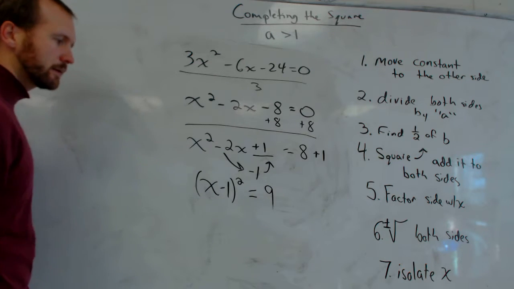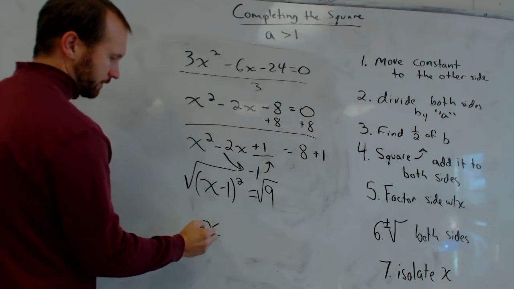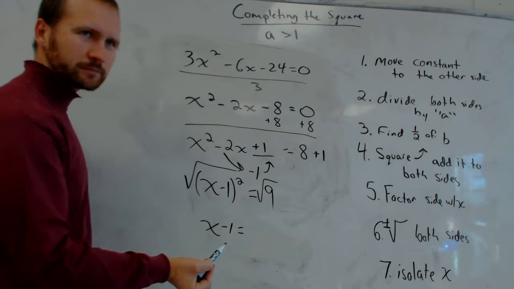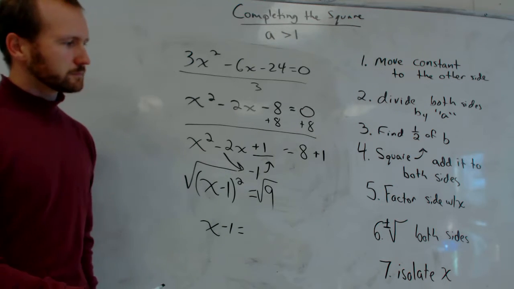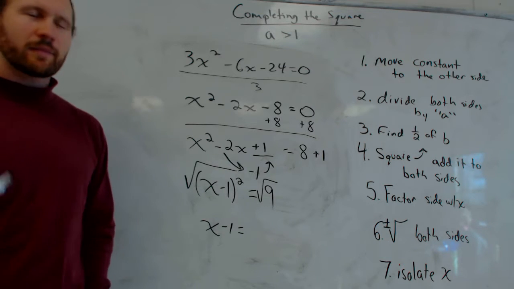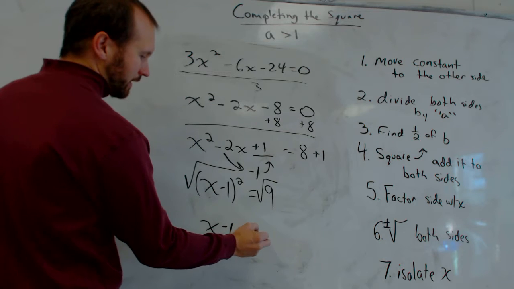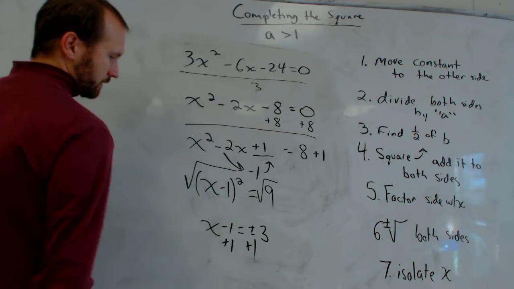9. And then you square root both sides. It's x minus 1 equals 3. You sure? Yeah, square root of 9 is 3. Why am I hesitating? Oh, because it could be negative. It could be a negative 3, so how could I show that? Plus or minus.